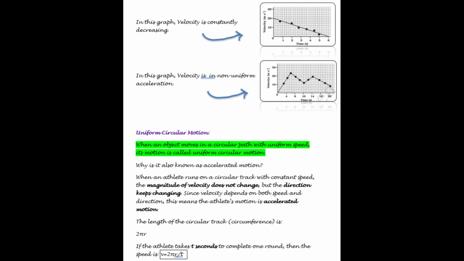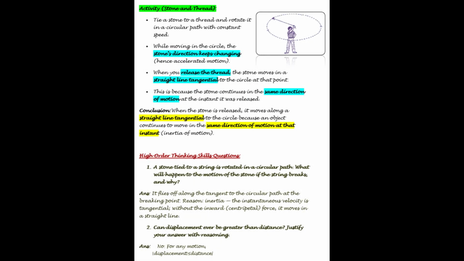Uniform circular motion. When an object moves in a circular path with uniform speed, it is called uniform circular motion. Even though speed is constant, the direction changes continuously, so velocity changes and the motion is accelerated. For example, when you rotate a stone tied to a string, it keeps moving in a circle. If you release the string, the stone flies off tangentially in a straight line due to inertia of motion.